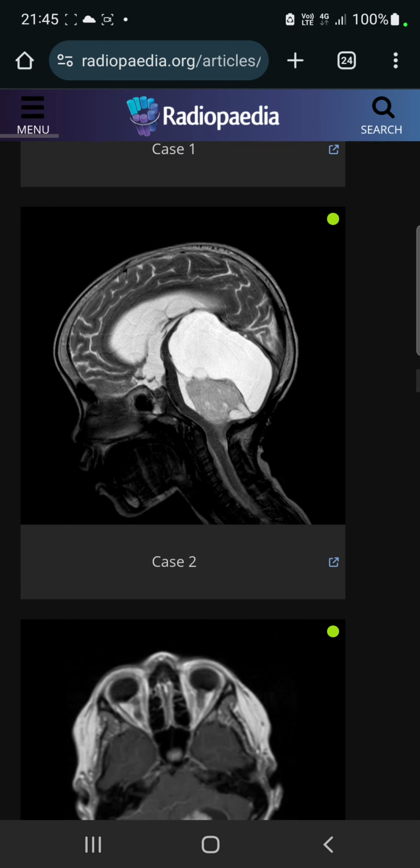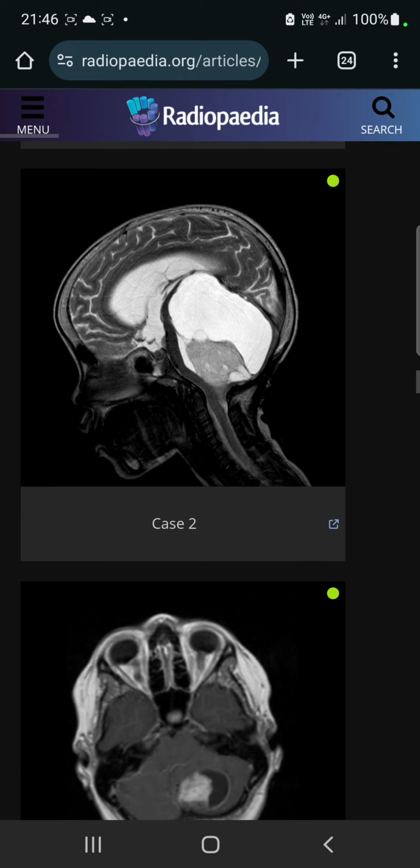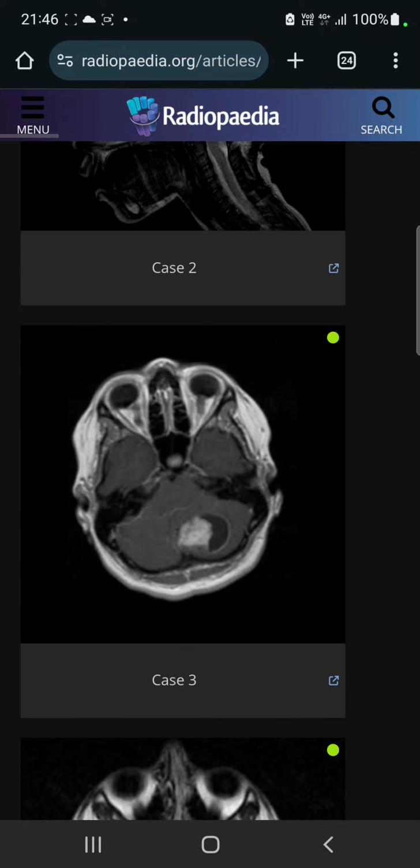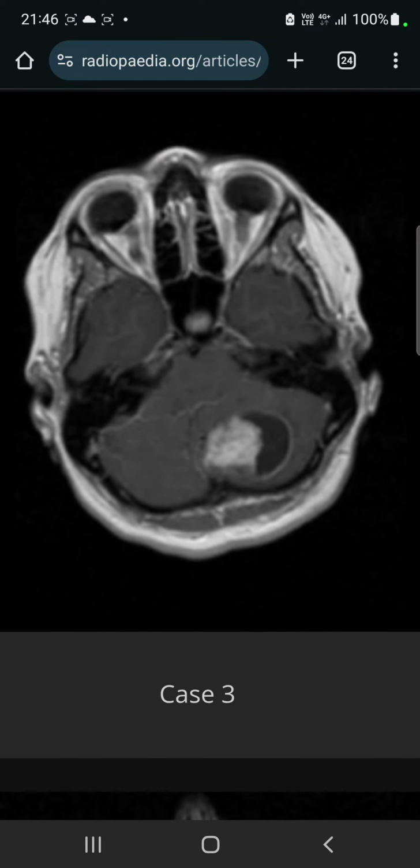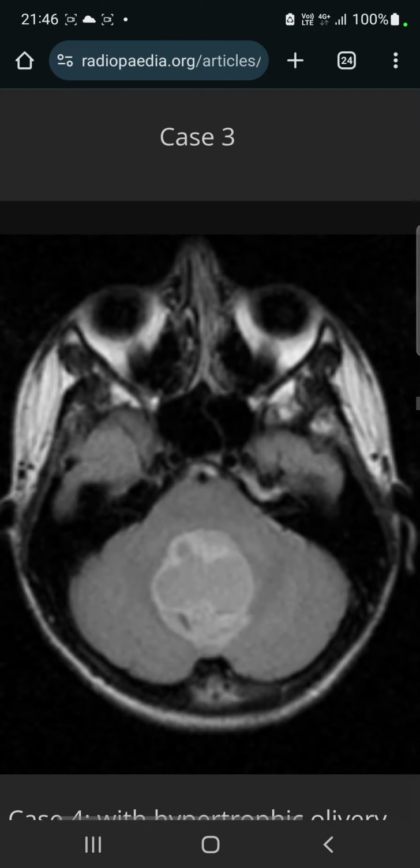So you can see it's quite giant here. It of course compresses the structures around it. Here on T2 MRI, what you can see is a cystic lesion. It's hyperintense on T2 with a more hypointense or isointense mural nodule. On T1 weighted imaging with gadolinium, as you can see here, you see more of a hypointense lesion with an enhanced mural nodule. This is on T1 weighted imaging.